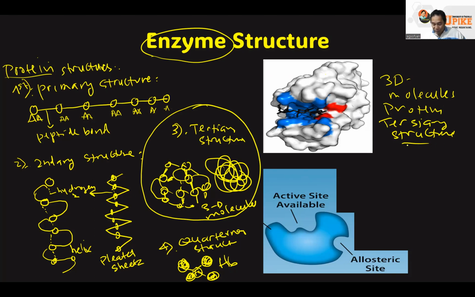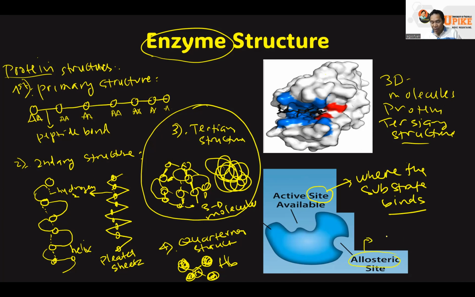Because of that, if you see the ball, sometimes they have an area or site. So this tertiary structure gives the enzymes the ability to create a site. There are 2 types of sites in an enzyme. The first one is called the active site. The active site is the site where the substrate binds. So this is the place for the substrate to bind. This is what we call the active site. The other site is called the allosteric site.